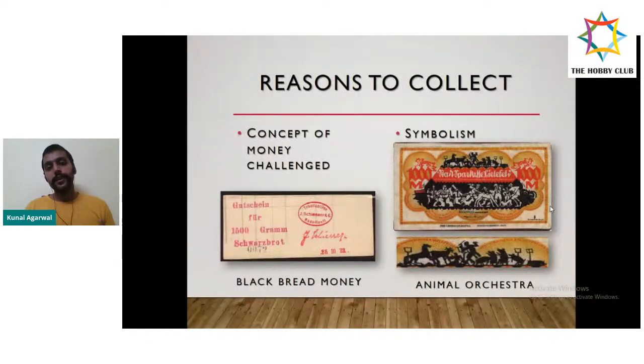One of the other reasons to collect, like I mentioned earlier, was that the concept of money was challenged. People were simply not ready to put their faith in a piece of paper which was not backed up by anything. They either wanted something intrinsic, let's say a metal or anything which had some value to it, or they wanted their currency to be backed up by something. So here is an example of the fixed value money I showed. This was a note saying 1,500 grams of black bread. This is how a Notgeld was issued earlier, the fixed ratio one.